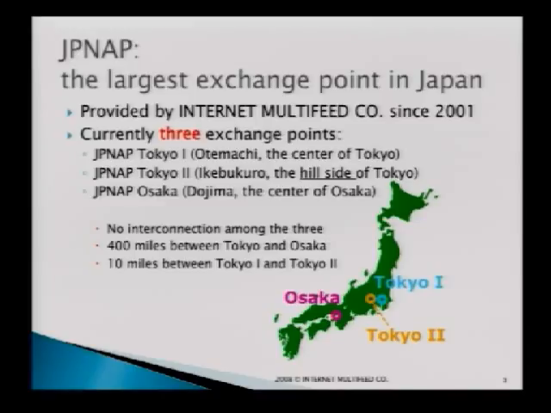So if there is a big earthquake in the Tokyo area, the providers can back up their traffic to the Osaka area. And we also built one more site in Tokyo, the Tokyo 2. Tokyo 1 and Tokyo 2 are 10 miles away. But as you know, the internet traffic in Japan is concentrated in the Tokyo area, so we have to hedge the risk, such as terror or power failure. So we built another site in the Tokyo area, the Tokyo 2.